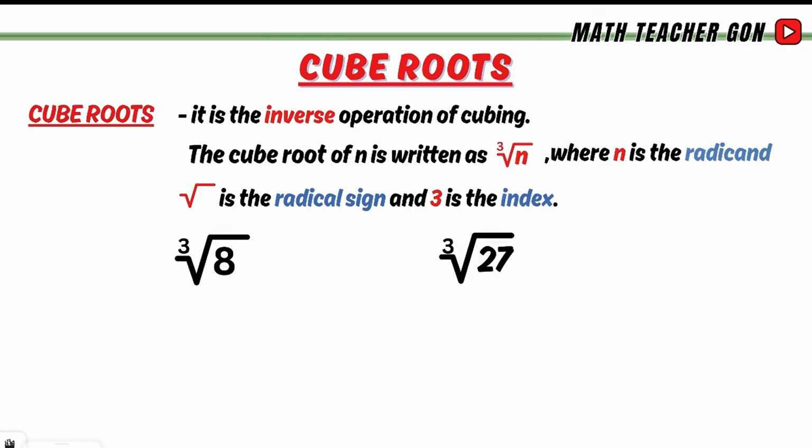For the cube root of n, it is written this way, where n is the radicand, this symbol is the radical sign, and 3 is our index.